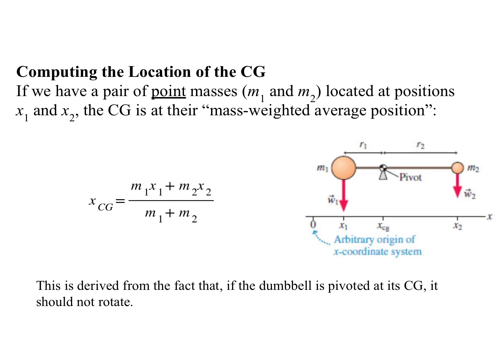If we have a pair of point masses, M1 and M2, and they're located at actual positions X1 and X2, but they're point-like, so that's exactly where they are, the center of gravity is at their mass-weighted average position. This is a terrible confluence of terms in statistics and physics.